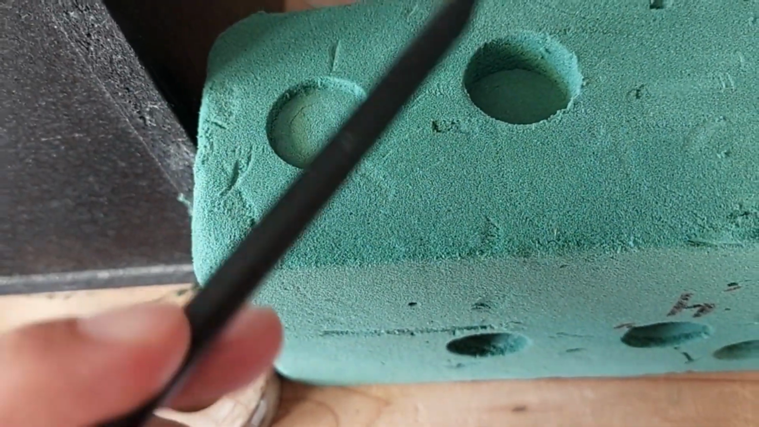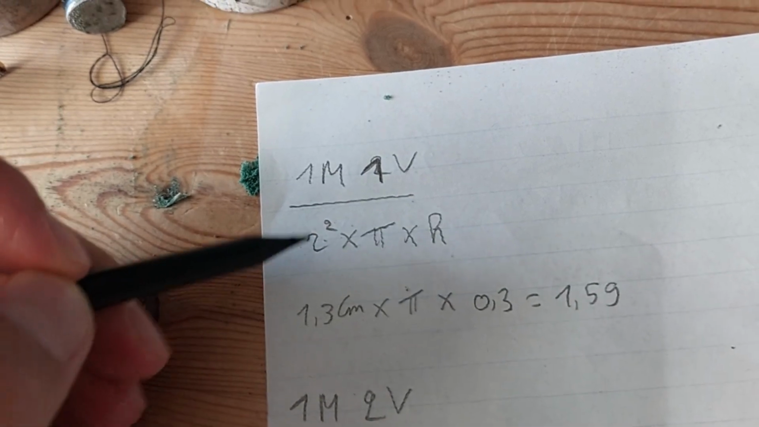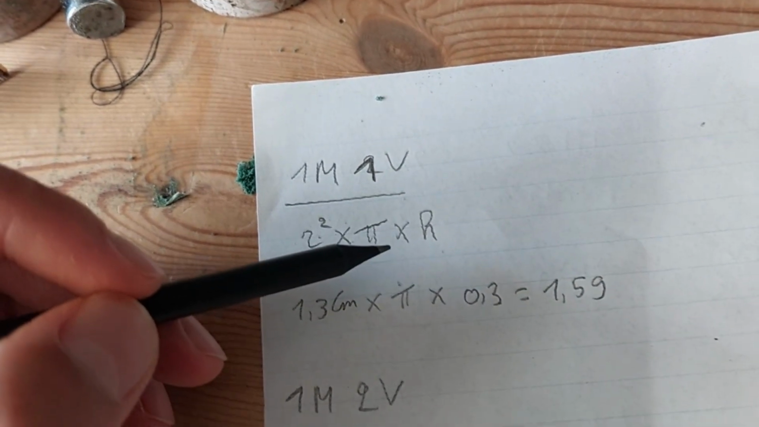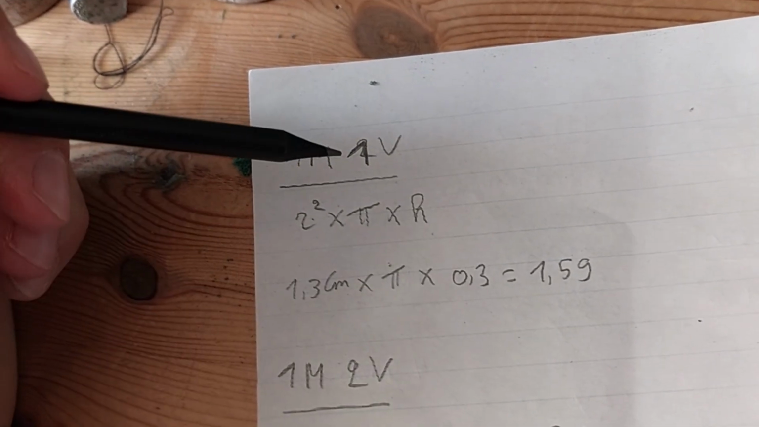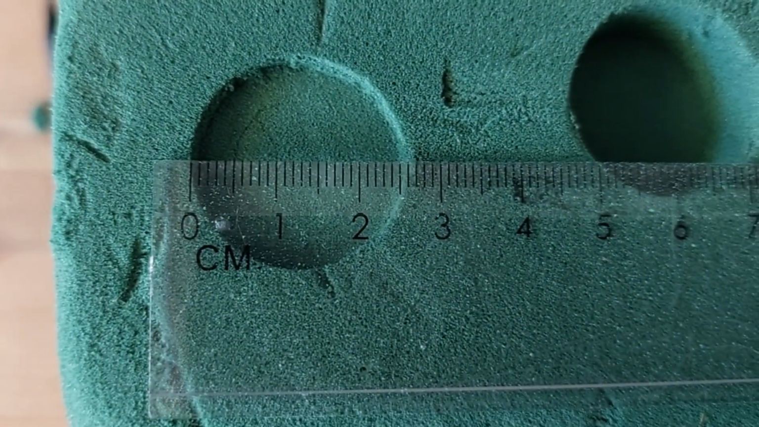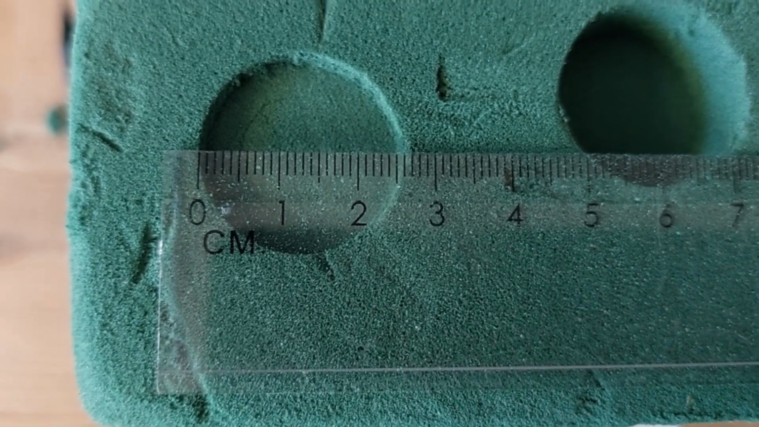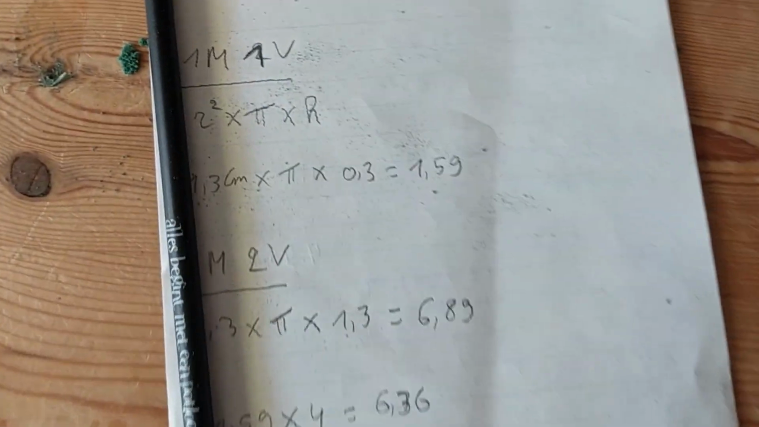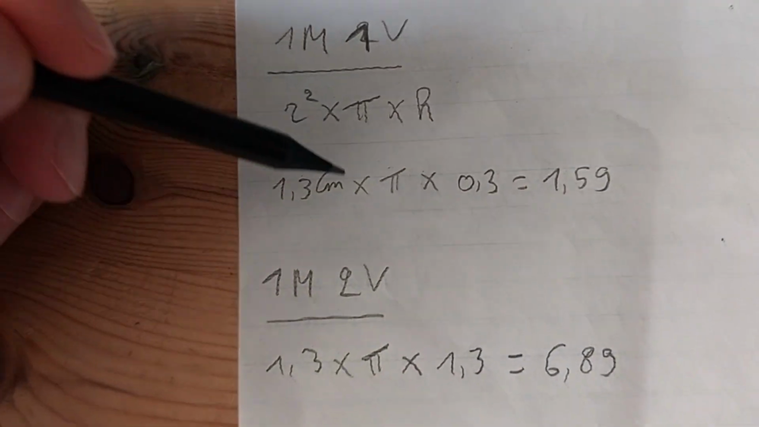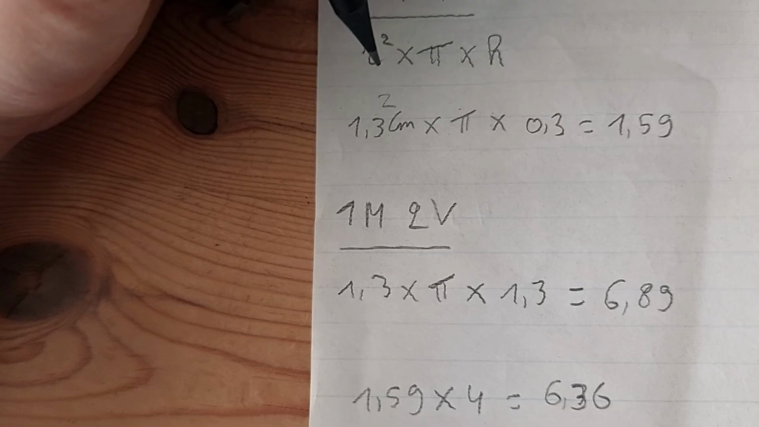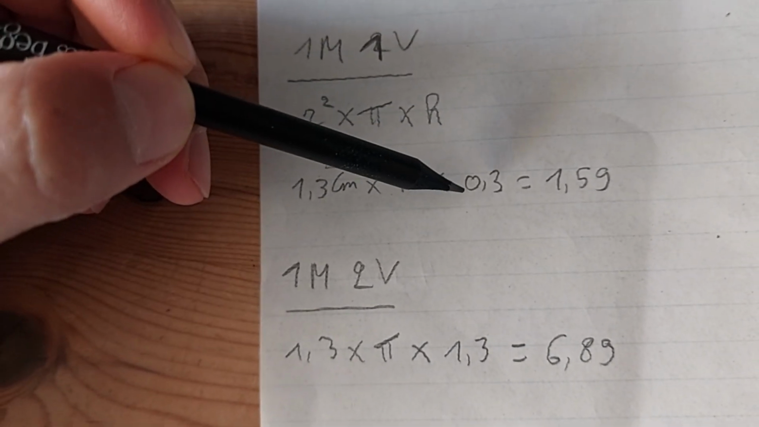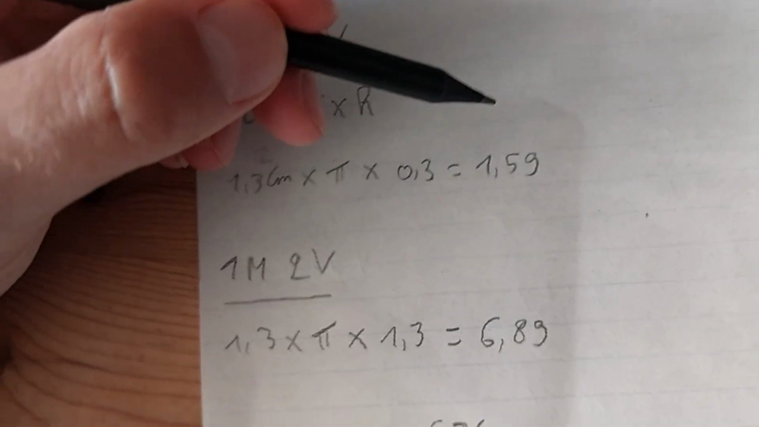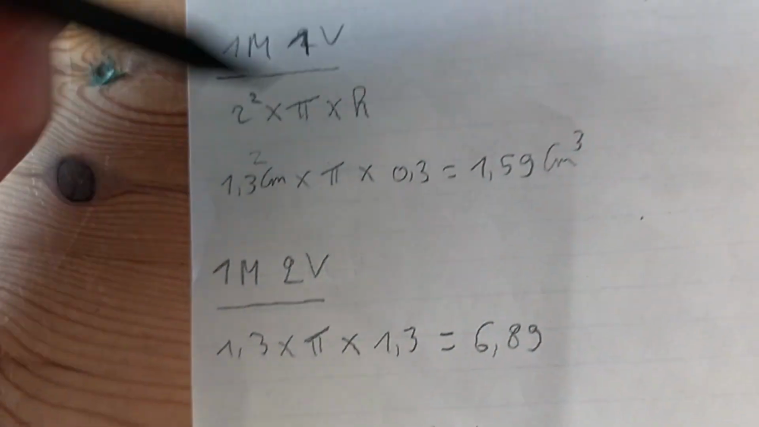Okay, so if you want to calculate the volume, then we need to use this formula, which is radius squared times pi times the height. And so for the one mass going one velocity, the diameter is 2.6, so divided by 2 is 1.3. The radius is 1.3. So 1.3 squared times pi times the depth, 0.3 centimeters, equals 1.59. That should be centimeters cubed.